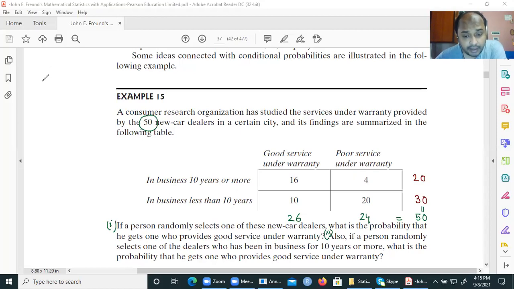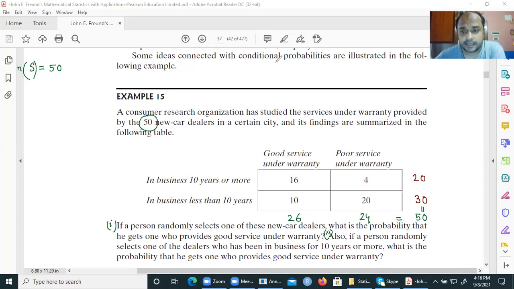Now, when the person is going to select a car dealer, in the first case of this problem, he is not interested in whether the car dealer is in business for 10 years or more or for less than 10 years. He is just selecting a car dealer from the available car dealers. So if I consider capital S to be the sample space containing all the car dealers, then the cardinality of this set is equal to 50. And he is selecting from any of these car dealers arbitrarily. If he does so, what is the probability that he gets good service under warranty?